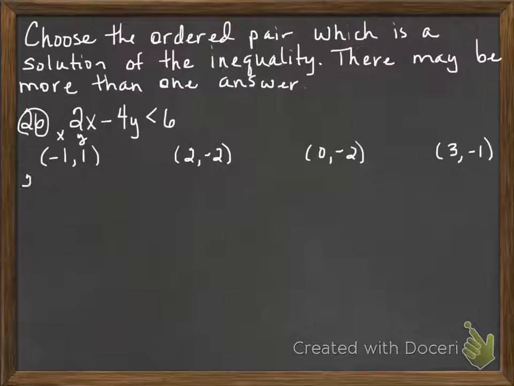So our inequality says that 2 times our x value, which is -1, minus 4 times our y value, which is +1, has to be less than 6. Okay, the right-hand side is worked out, but the left-hand side is not. So we're going to simplify the left-hand side by using our order of operations. We check to see if there's anything to do inside our parentheses, and there's not. Then we see if there are any exponents, and there are no exponents. The next thing we're supposed to do is multiply and divide from left to right. I don't have any division, but I do have some multiplication.